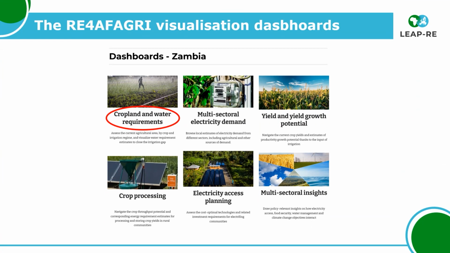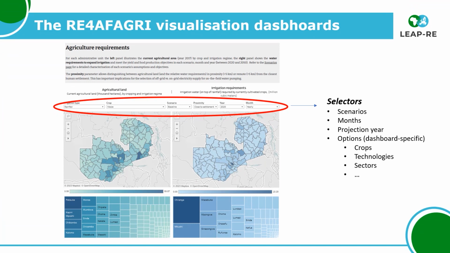Entering one of the countries, such as in the case of Zambia, we arrive at a new landing page where we have the possibility to select the type of dashboard that we would like to access. The dashboards are divided into thematic sections, as you can see, from crop and water requirements to multisectoral electricity demand, yield and real growth potential in the agricultural sector, crop processing, electricity access planning, and finally multisectoral insight based on all these elements tied together. Let's take a closer look at how one of the dashboards looks.